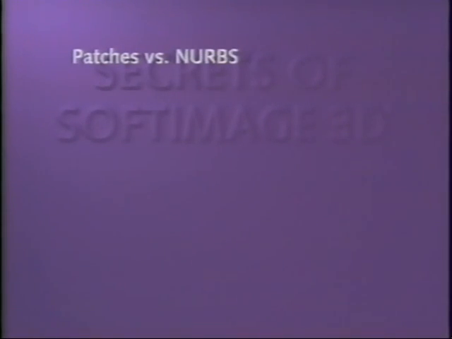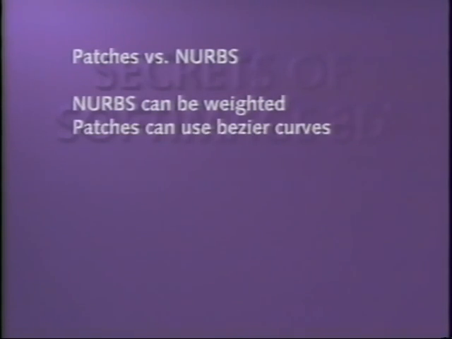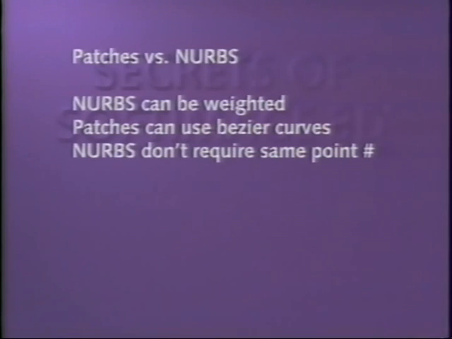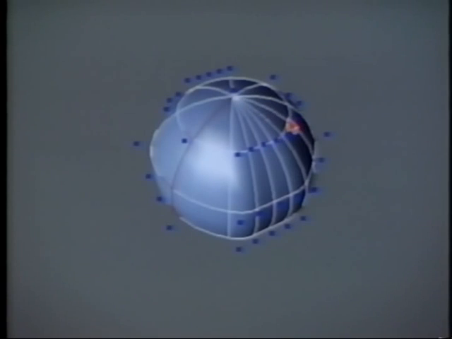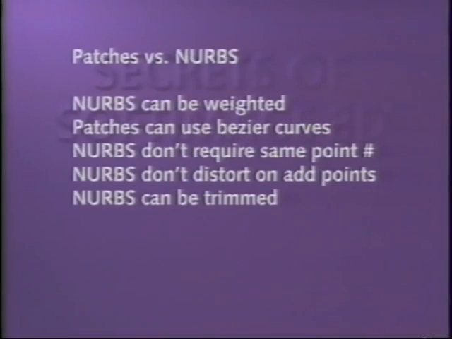So, when should you use patches and when should you use NURBS? As we've seen, NURBS control points can be weighted, giving more control over the surface. Patches, on the other hand, can include Bezier curves in one direction with weightable handles. With NURBS, you're not required to have the same number of points in all the curves used in a surface scan or draw merge surfaces command as with patches. NURBS also avoid the problem we can see in this B-spline patch of distorting its shape as new points are added to the surface. NURBS surfaces can be trimmed.